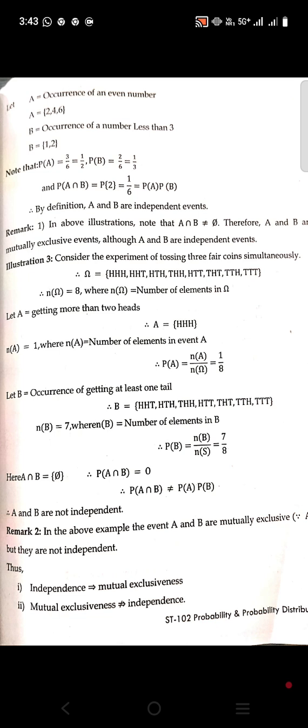In this example, A and B are not independent. Here we have proved it.